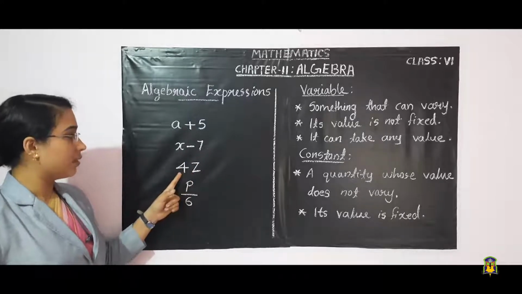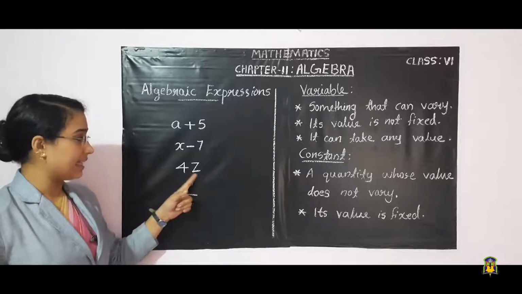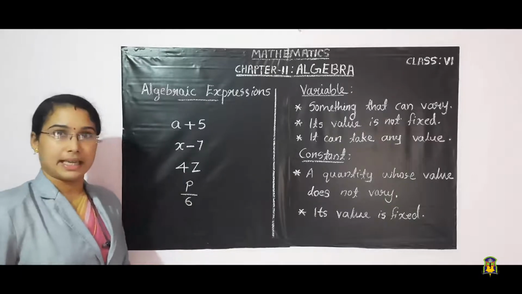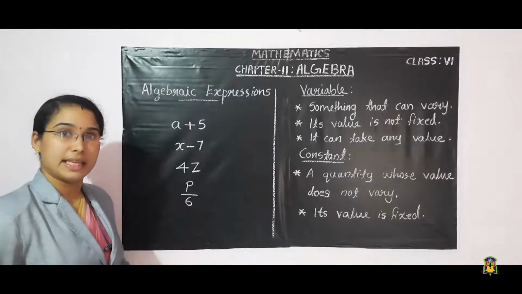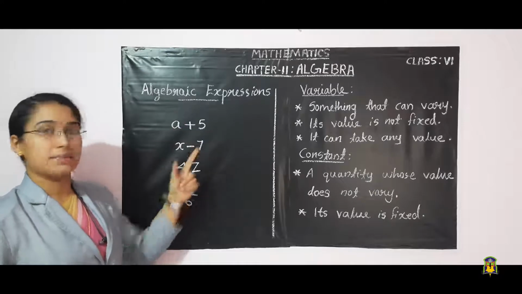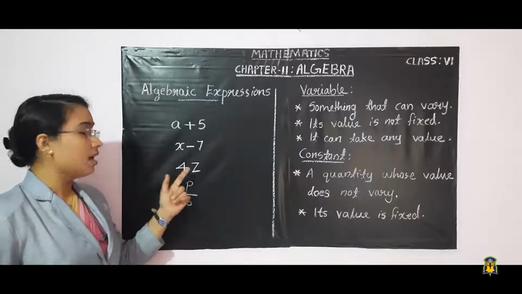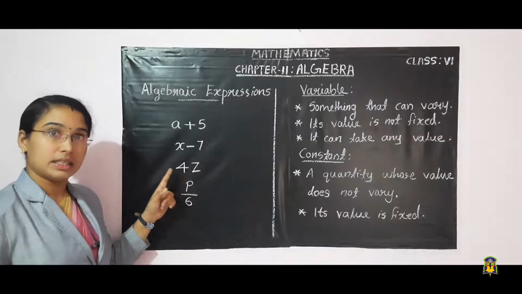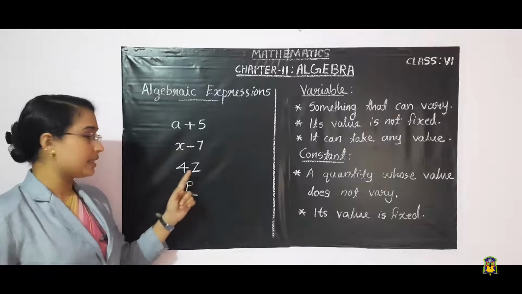Okay. Then third one, 4z. Here the variable is z and the constant is 4 and the operation is multiplication. Here we used 4z. We are not using the multiplication symbol. Simply we are writing 4z. So in an algebraic expression, no need to put the multiplication symbol. Simply we can write the constant and the variable. And always you want to write the constant first. The number you want to write first, then only the variable. Okay.